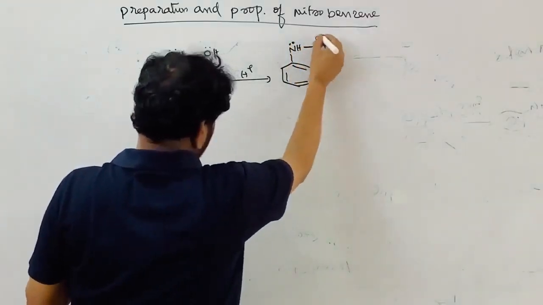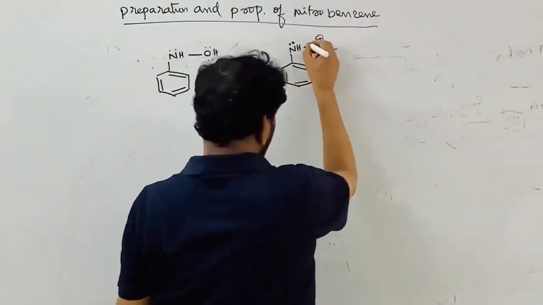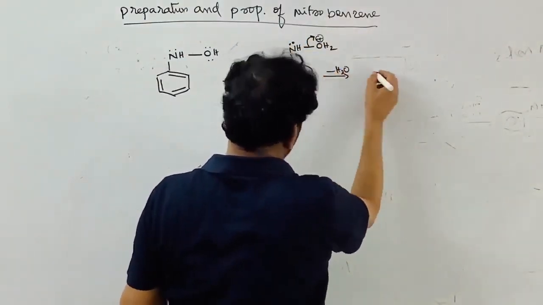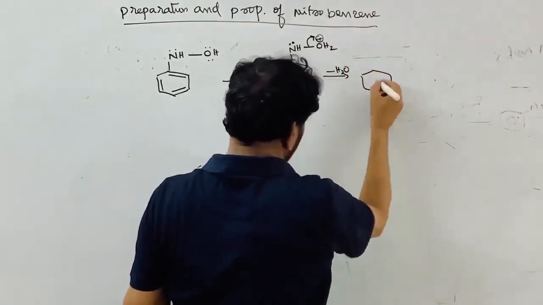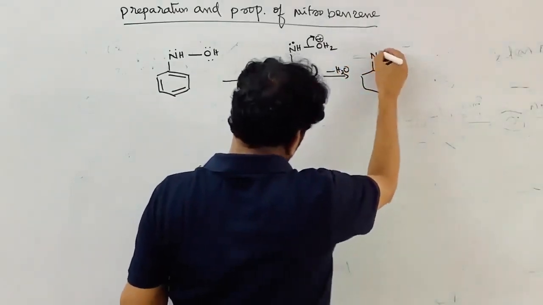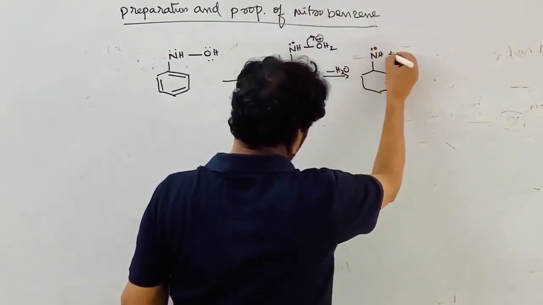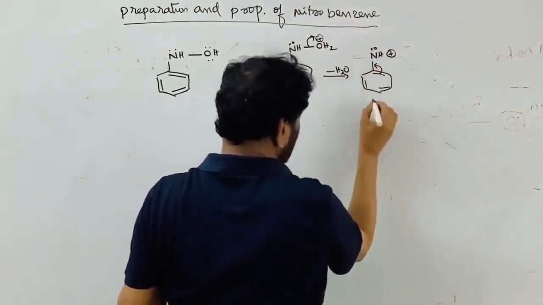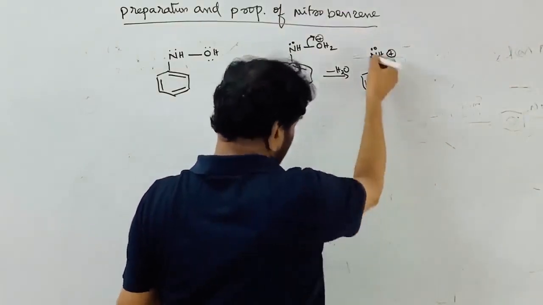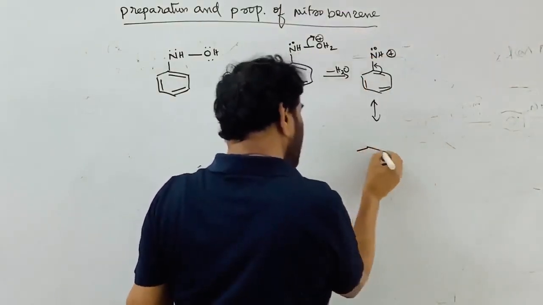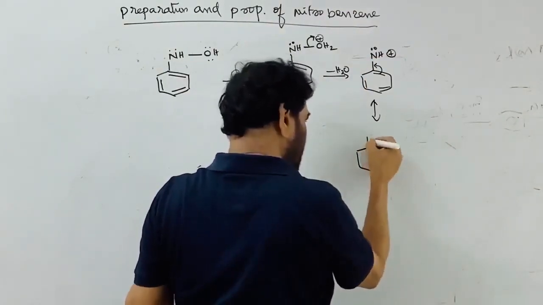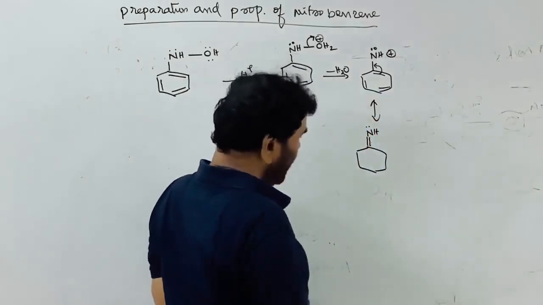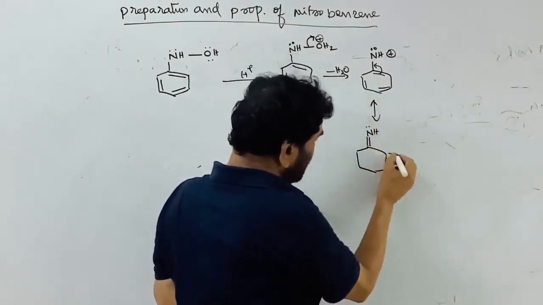OH2 protonated, this is last, minus H2O. This is converted into the NH2+. This comes out, shows the plus M effect, ring shows the plus M effect. Now NH, right? NH, and this is the positive charge.